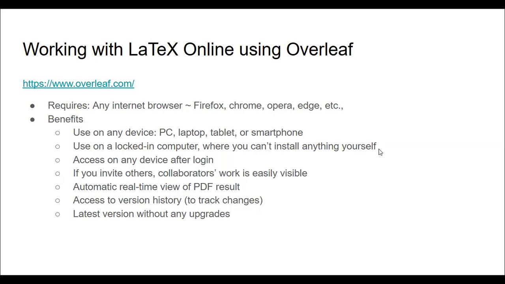If you invite others, say the collaborators, then their work on the document is easily visible. So when you work on a LaTeX document and your collaborator also starts working on it, you can easily see what changes they are making and you can collaborate and work easily. Also there is an automatic real-time view of the PDF result. Instead of clicking run and generating the PDF, you can have an auto compile option in Overleaf.